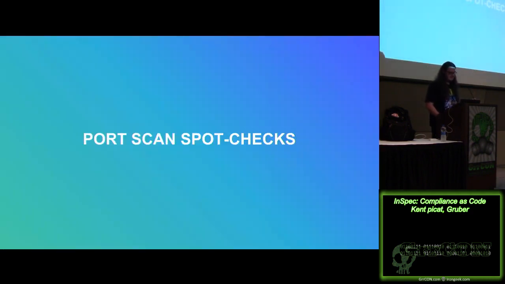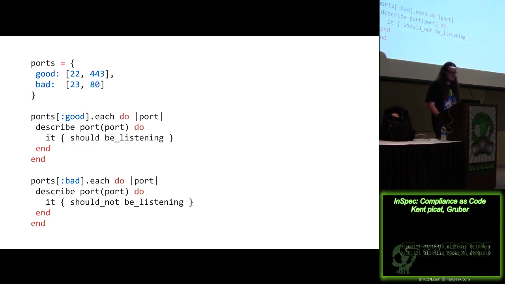You could do port scans or just little spot checks to say, these are the good ports we want on our system, and these are some bad ports we don't ever want on the system. We could describe each good port, it should be listening, and each bad port, it should not be listening. Which is, again, very nice. This is much cleaner than a lot of bash scripts that would do the exact same tasks.